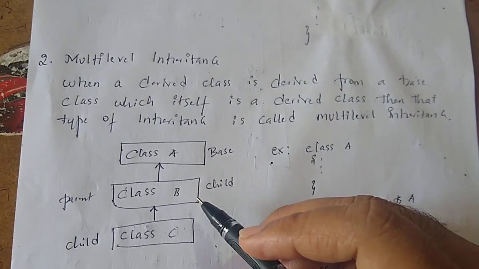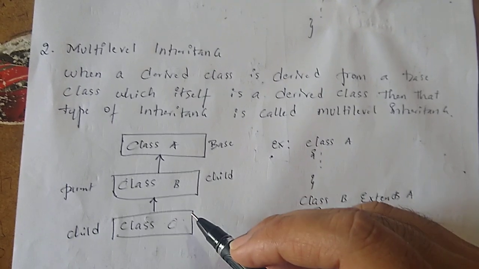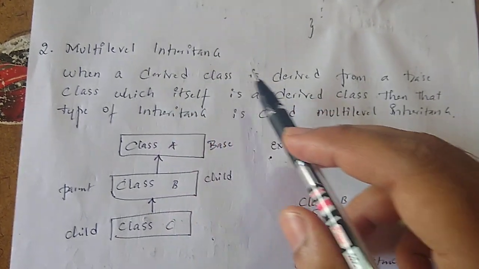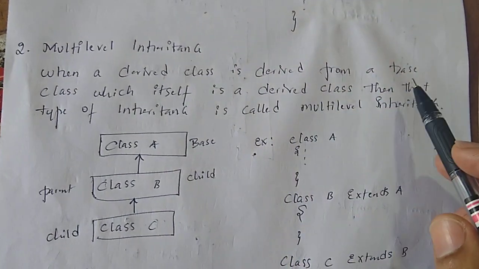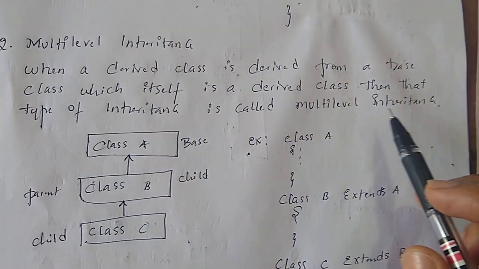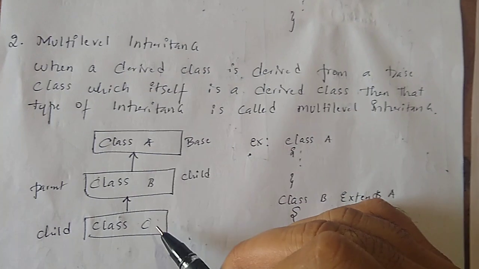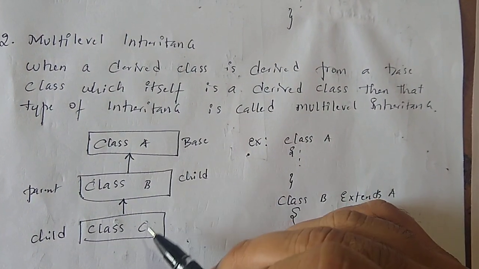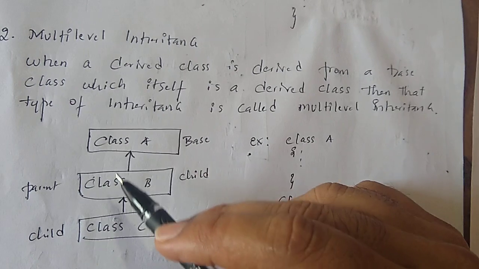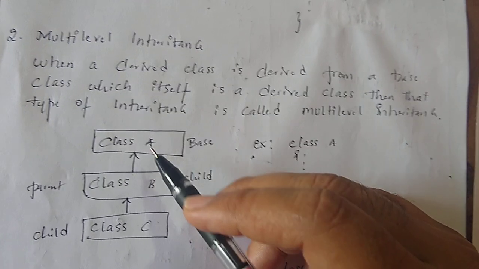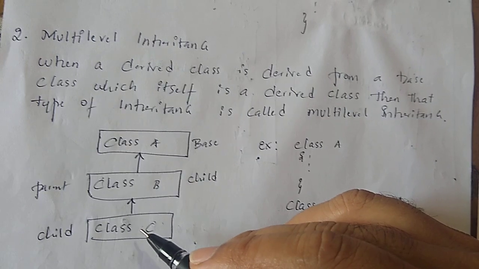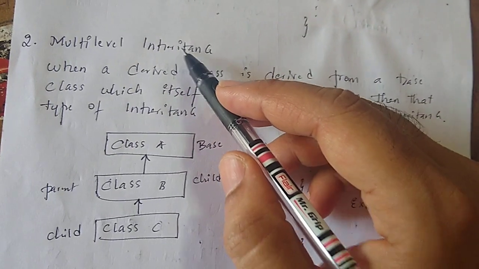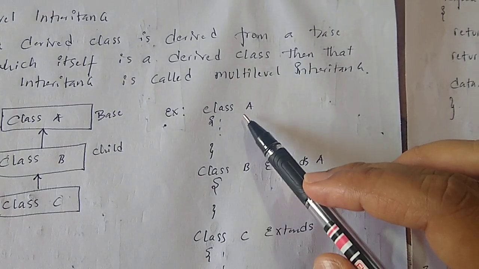When a derived class is derived from a base class which itself is a derived class, then that type of inheritance is called multi-level inheritance. See here, B is a parent class for C, but if you consider these two, B is a derived class, whereas A is the parent class. Such a type of inheritance is called multi-level inheritance. Here I have written a Java example.